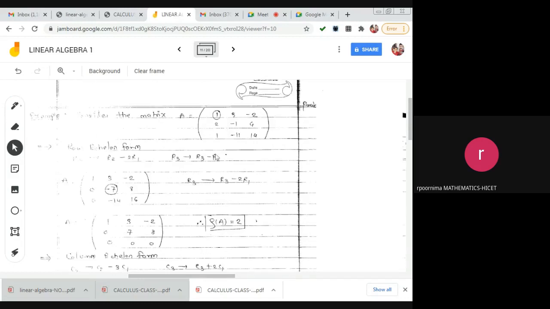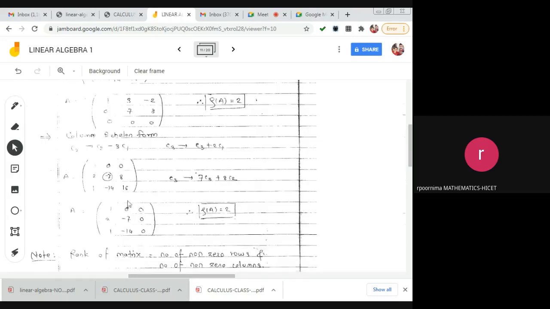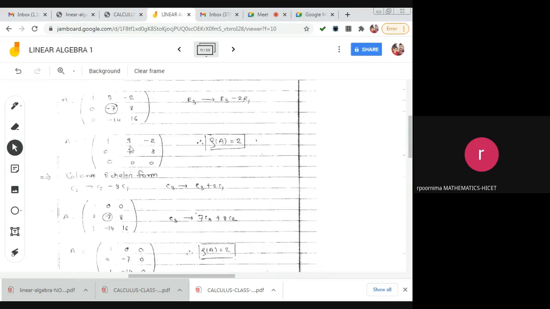We will be given some matrices. For the row echelon form, you use only row operations. R2 goes to R2 minus 2R1, then R3 goes to R3 minus R1. You should make the elements 0, and for that purpose you use the row operations. After that, you will get 1, 0, 0, then 3, 7, 0, then minus 2, 8, 0. That is an upper triangular matrix of this form, so the rank of A is 2.